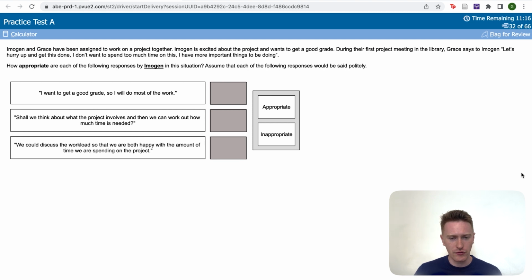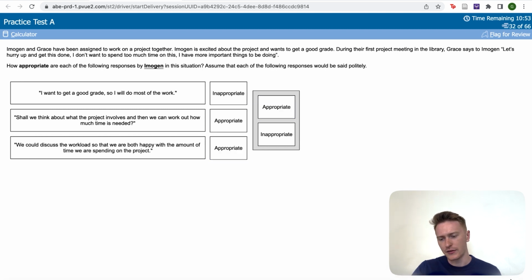Okay, I want to get a good grade, so I will do most of the work. I think that's inappropriate. You're not really addressing the problem and you're taking on a large workload. Shall we think about what the project involves and then we can work out how much time is needed? So, it's an open question, it's polite, and it's creating a plan, so I think that's appropriate. We could discuss the workload, so we're both happy with the amount of time we're spending. And again, that's trying to compromise. I think that's appropriate.